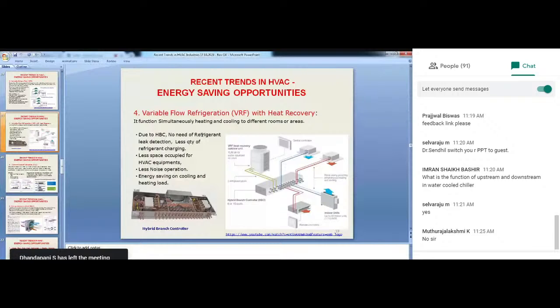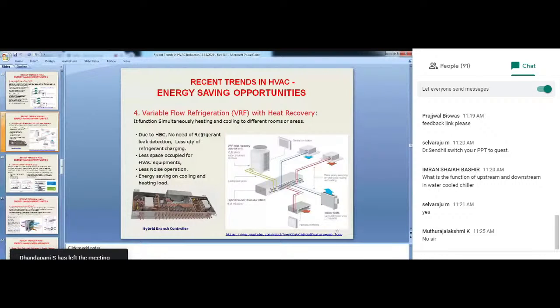And with the heat recovery or heat pump VRF system, we now have cooling only or heating only. There is heating for some rooms and cooling for other rooms. But simultaneous heating and cooling is possible only with the heat recovery systems. So this is a very new technology, and it is now coming up.